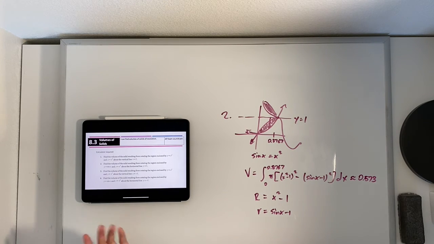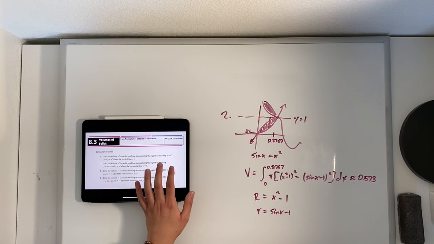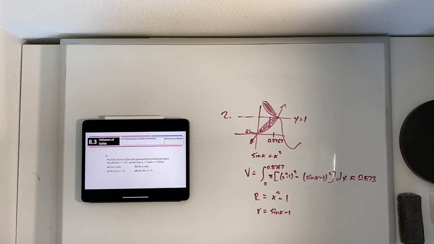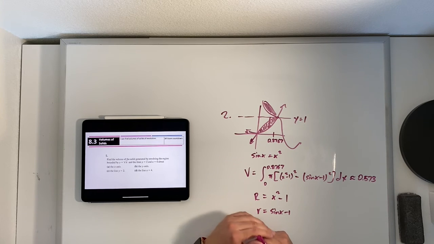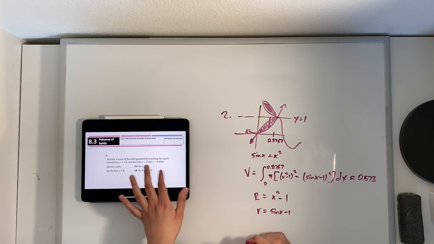So numbers 3 and 4 are very similar. Go ahead and work through those yourself. Check your answers on the key that I post. And in fact, I think numbers 5 and 6 are very similar. I want you to keep practicing these on your own. They do get easier the more that you do them.